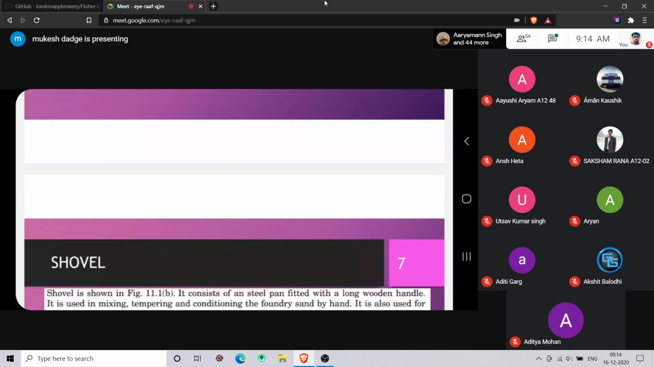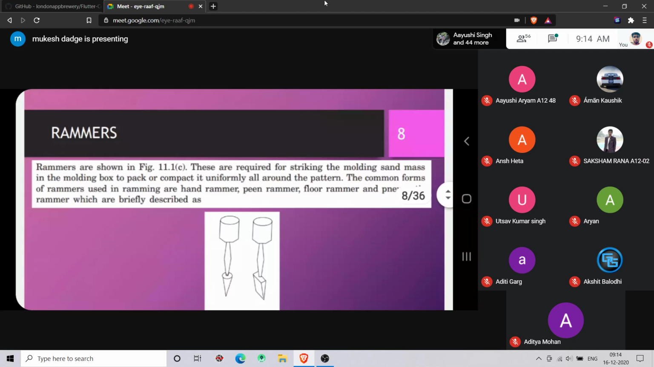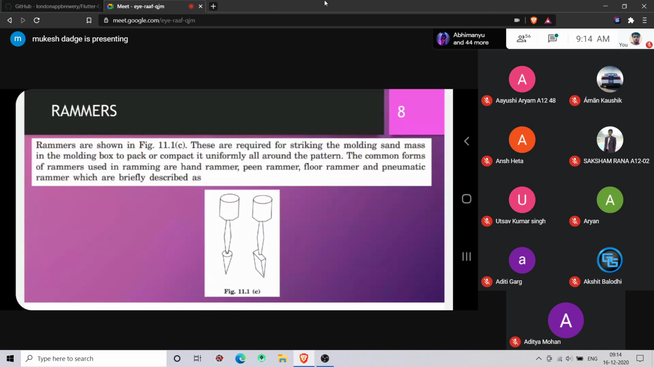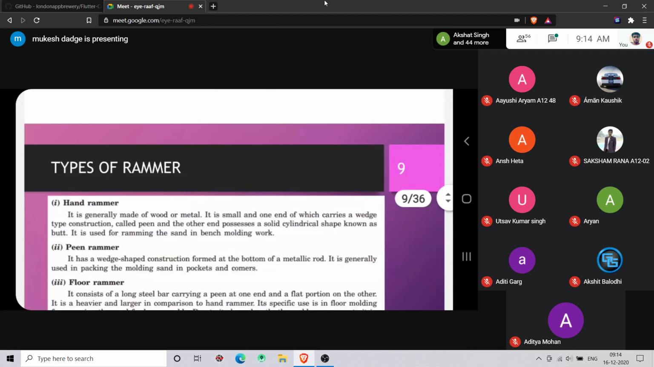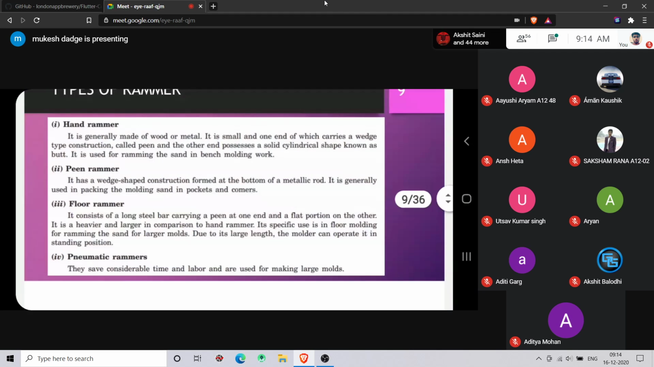So sand is there. Rammers: different types of rammers are there. According to the area, you have to ram it. Types of rammers: hand rammer, pin rammer, floor rammer. If the figure is not there, you just write down the name only.